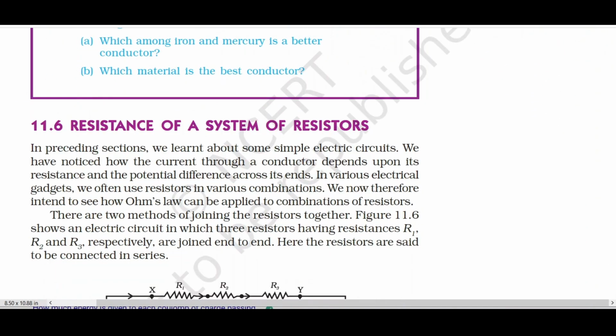And let's end here. We'll start from resistance of a system of resistors in the next session.